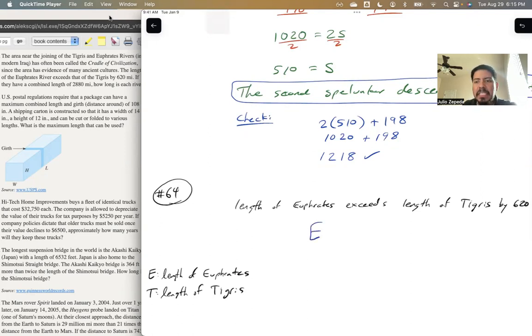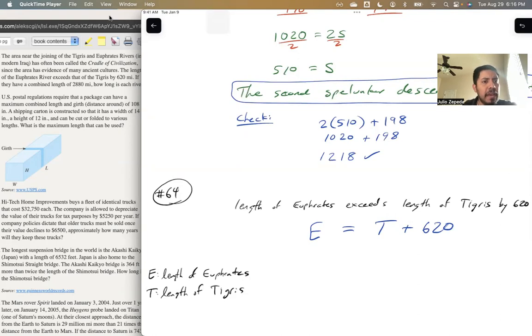And then when it says exceeds the length of the Tigris, it means is longer than, right? The length is more than the Tigris by 620. So the length of the Euphrates is equal to the length of the Tigris plus 620. If you add 620 miles to the length of the Tigris, then that is equal to the length of the Euphrates.